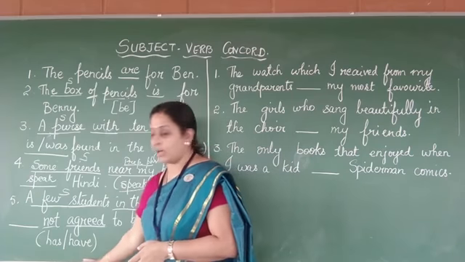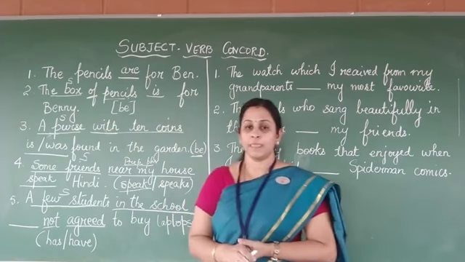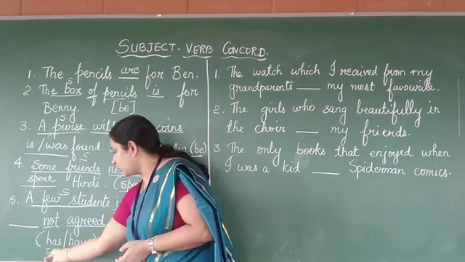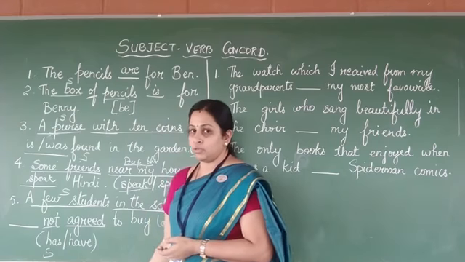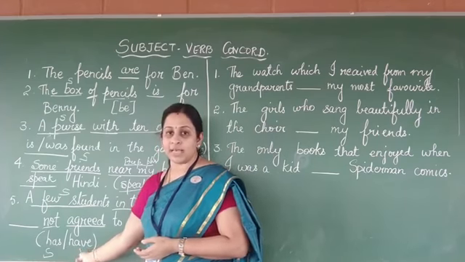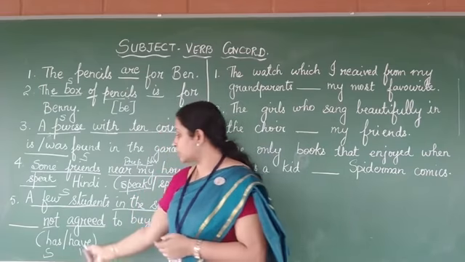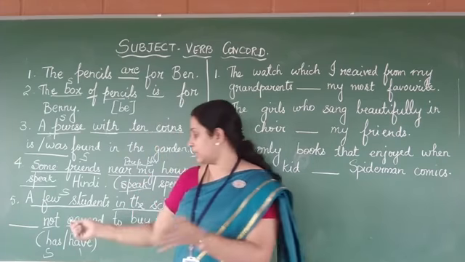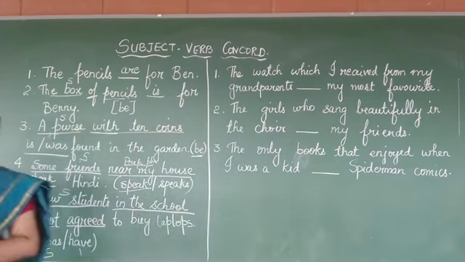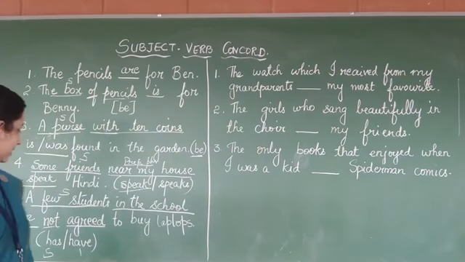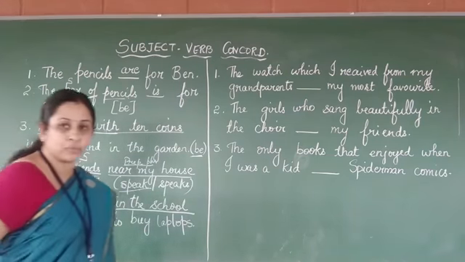Now the clue that you have is has or have. So you all know that has is the one used for singular nouns or pronouns, whereas have is used for plural pronouns as well as I and you. So a few students is plural and it is third person. So we clearly use the verb have here. A few students in the school have not agreed to buy laptops.